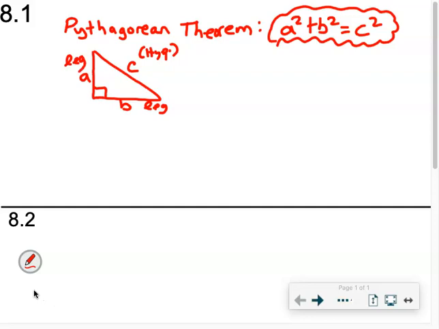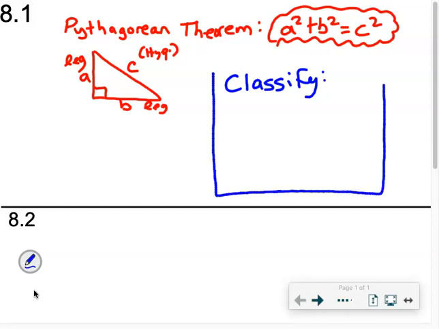So the hypotenuse is always c, and the formula a squared plus b squared equals c squared will help you find that missing side. Sometimes you're missing a leg, sometimes you're missing the hypotenuse. If it says to classify a right triangle, there are three options here.